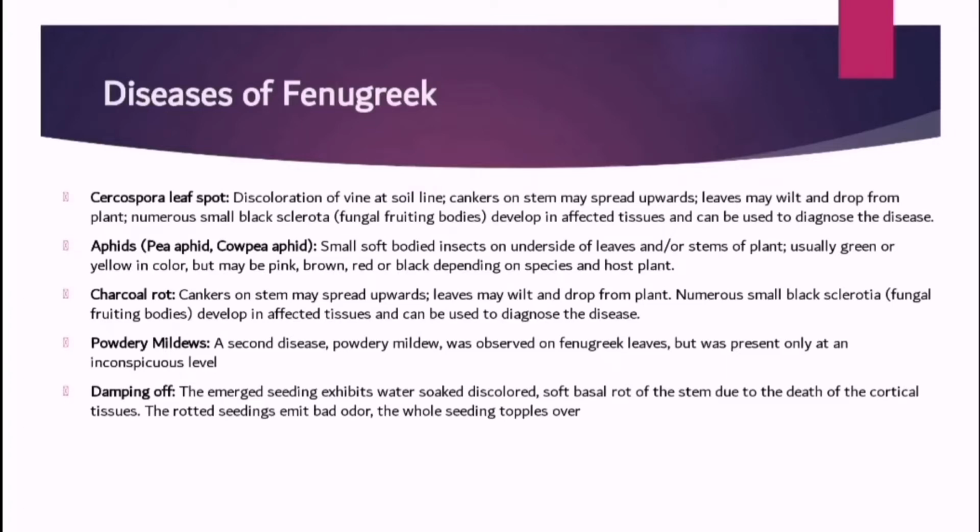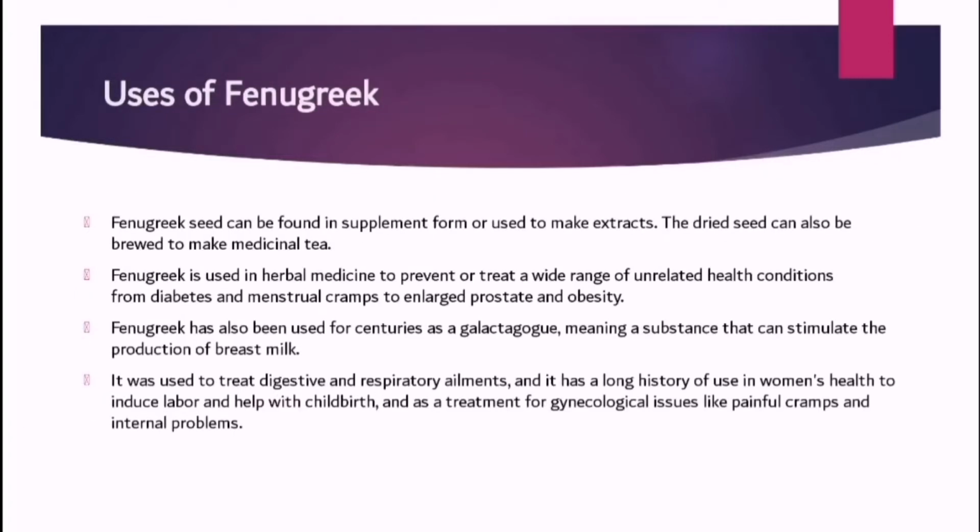A second disease is powdery mildew, which was observed on fenugreek leaves but was present only at a low level. Damping off affects the seedling, with water-soaked and destroyed tissue and soft basal rot of the stem.